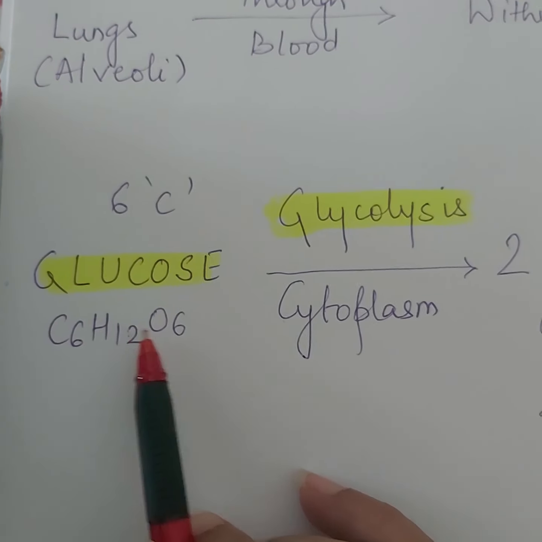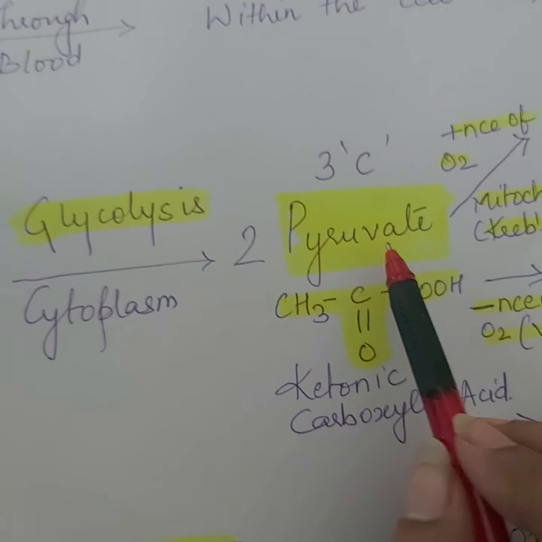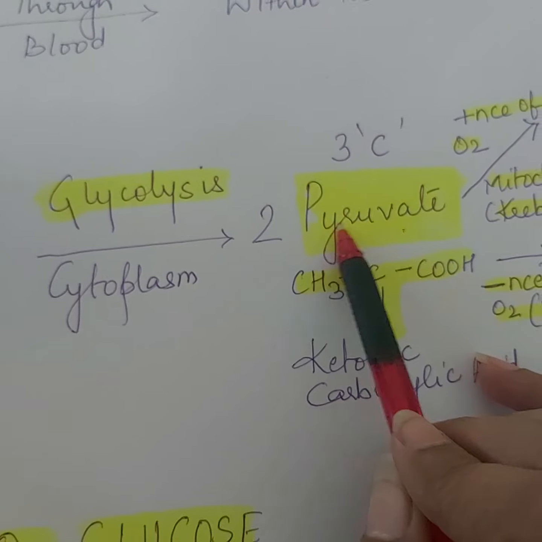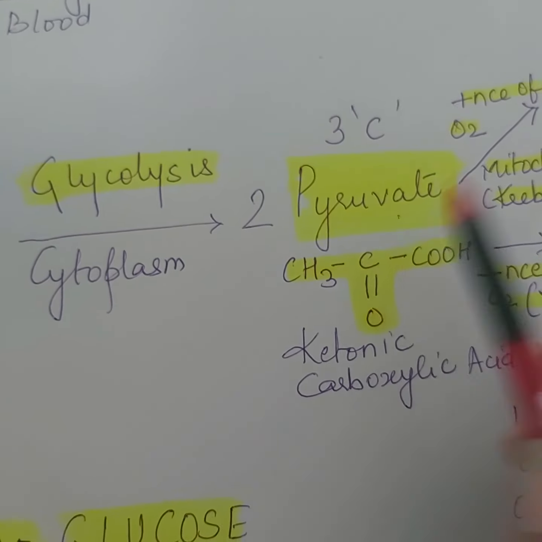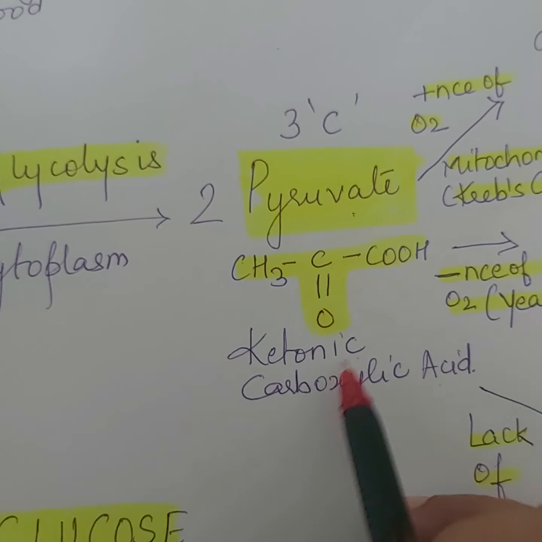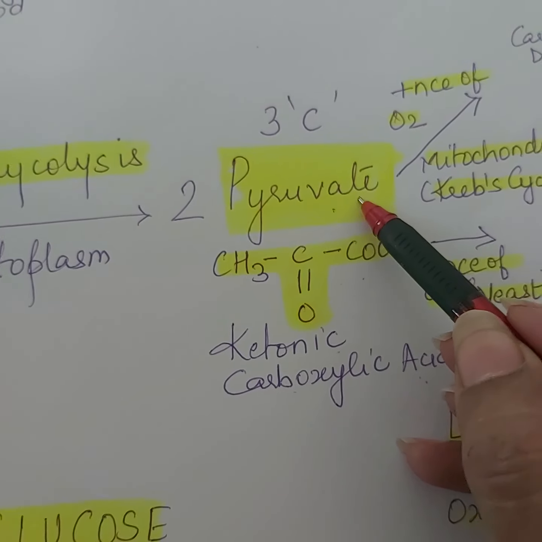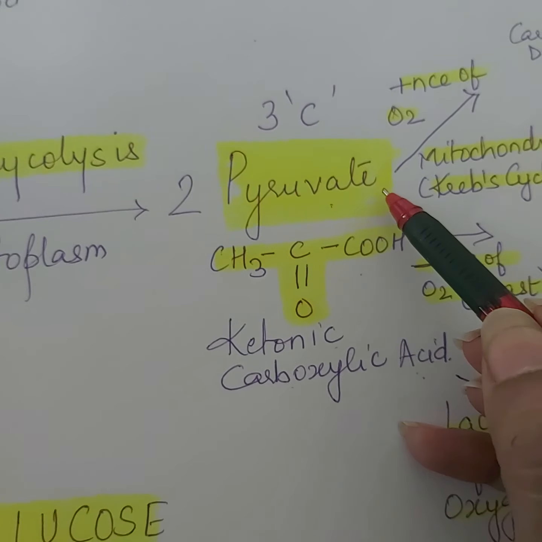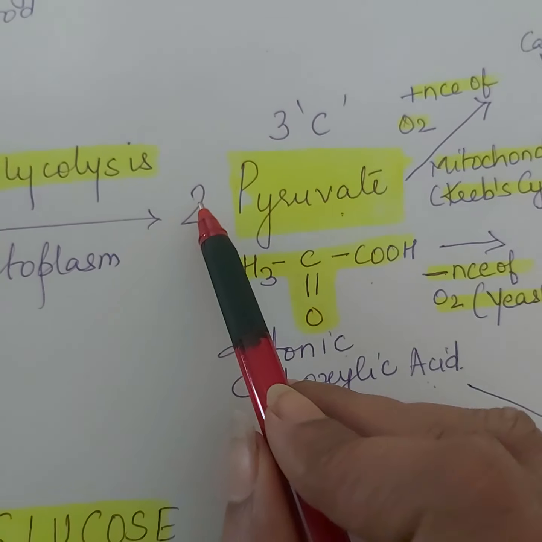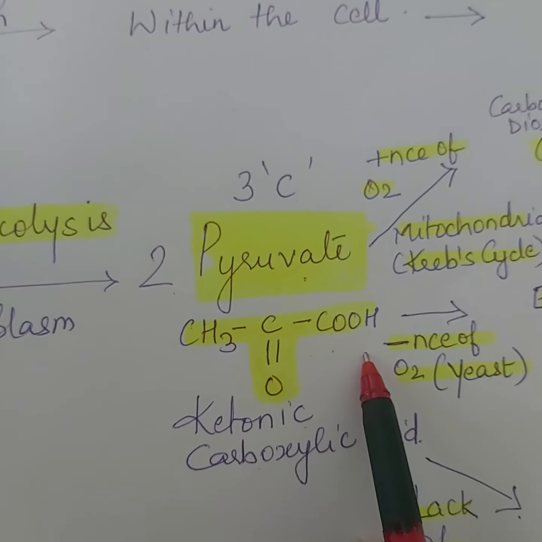What is the end product of glycolysis? The 6 carbons that were bonded are broken down to give you 2 pyruvic acid. That is 2 molecules of a 3-carbon compound. Pyruvic acid or pyruvate is formed. You can see this is a ketonic carboxylic acid. This is the structural formula for pyruvic acid or pyruvate. The 6-carbon first breakdown has led to formation of two 3-carbon compounds, that is pyruvic acid.